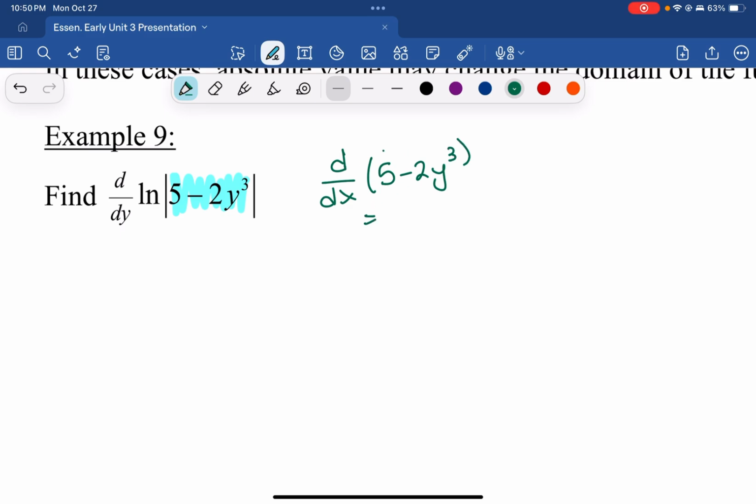Okay. Derivative of 5 is 0, so don't worry about that. Negative 2y cubed. I'm going to drop and multiply my 2 by my 3 and get a negative 6. Y stays there, drop the 3 by 1, and I get 2. So back to my derivative. We do our u prime, so negative 6y squared, over my y, so 5 minus 2y cubed.